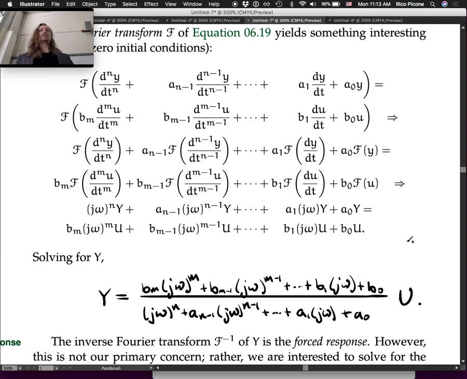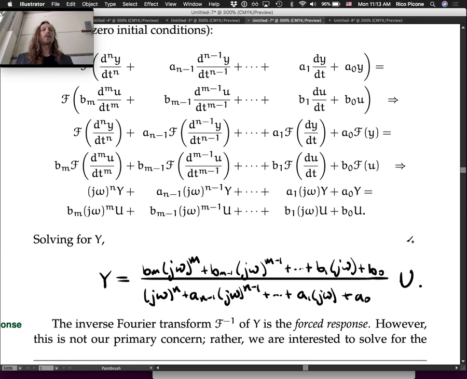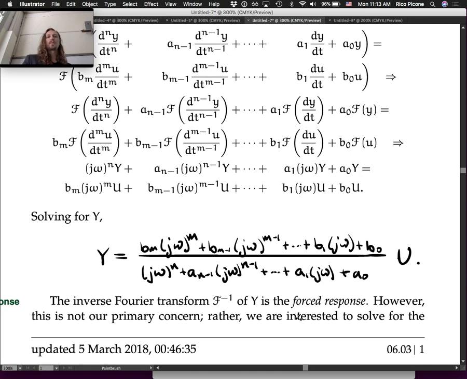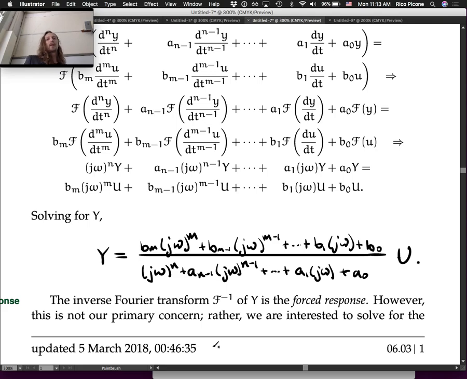Okay. So we've solved for y, our output, the Fourier transform of our output, right? So the inverse Fourier transform, which is denoted with script F to the minus 1, of Y is the forced response. So just like with the Laplace transform, we can solve the differential equation this way. However, this is not our primary concern.